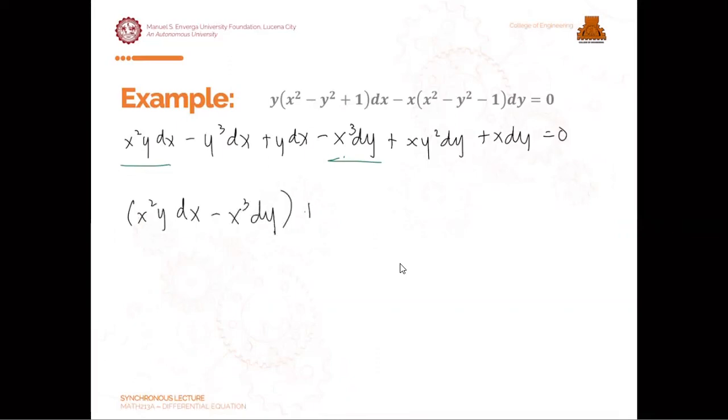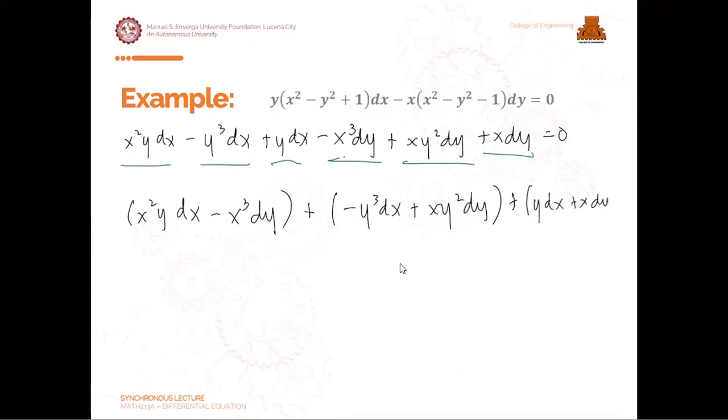Okay? Plus, yung second term natin, y cubed. So, anong pwede natin isama sa kanya? Yung may y squared, no? Pwede natin i-factor yung y squared. Okay? So, plus minus y cubed dx plus xy squared dy. Then, yung last is y dx plus x dy. Now, alam natin yung differential na yan. So, y dx plus x dy. Okay? Is equals to 0.